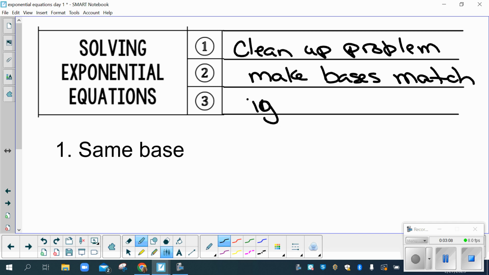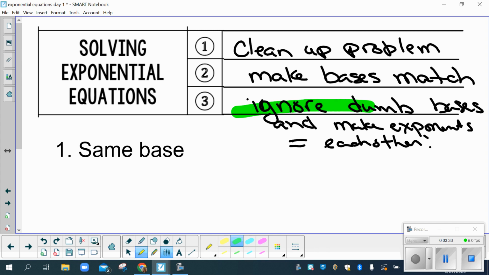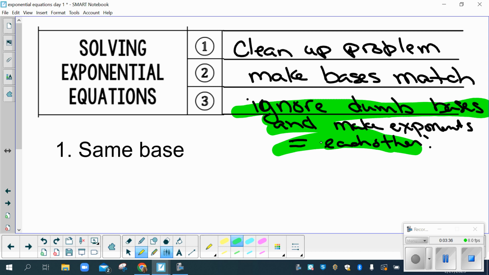But mostly what we're going to do is this today. Ignore dumb bases and make exponents equal each other. This is mostly what we're doing today. We're going to be ignoring the dumb bases and making the exponents equal each other. When we do these after a bit, right now you're like, what the holy hell is she talking about? As we do them, you're going to be like, oh wait, this is pretty easy. This is pretty easy. So here we go.